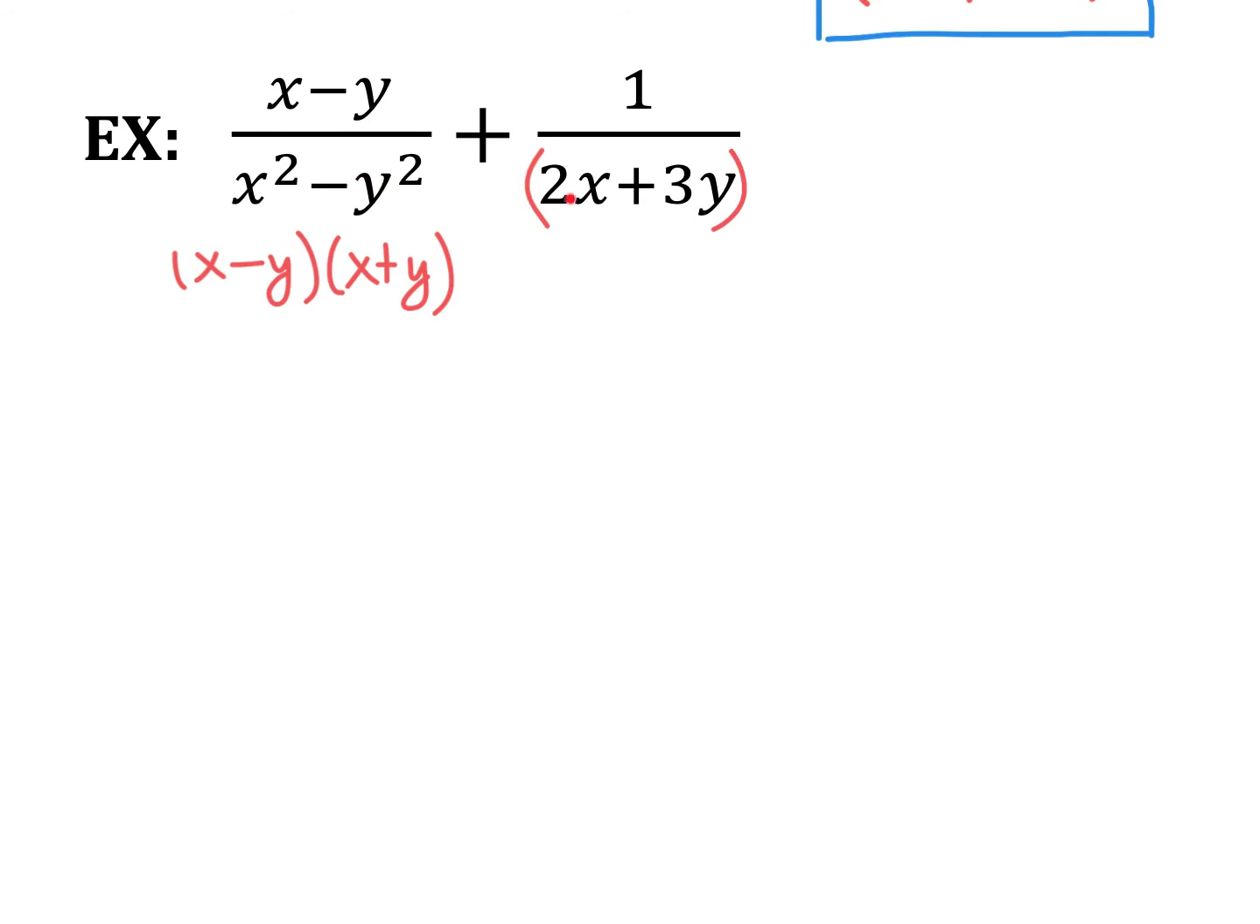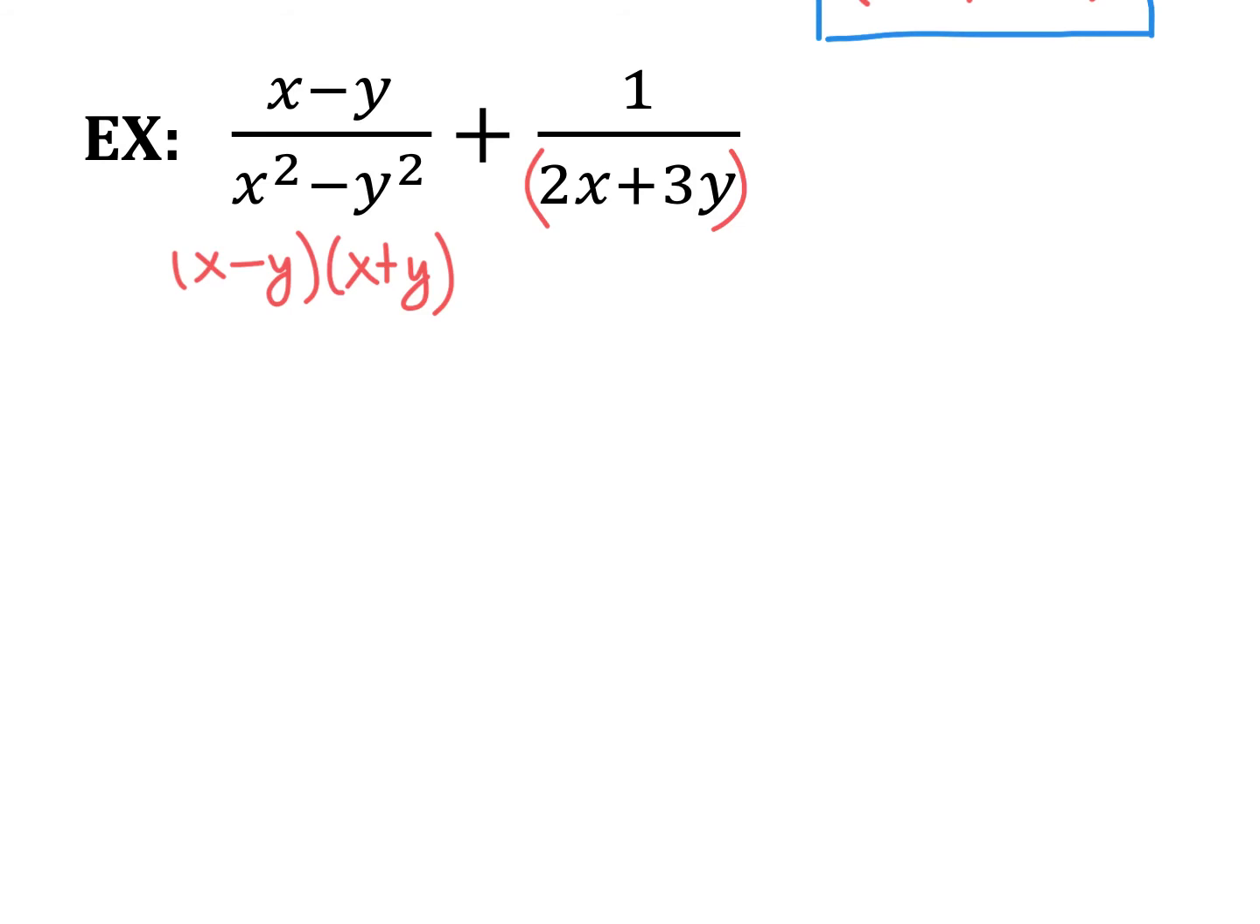All right, so now that we've taken a look at each one of the denominators in each of the rational expressions and we've made sure that they are fully factored, let's see if there's any simplifying we can do within each of the rational expressions before we determine the least common denominator. And here's what I mean by that.